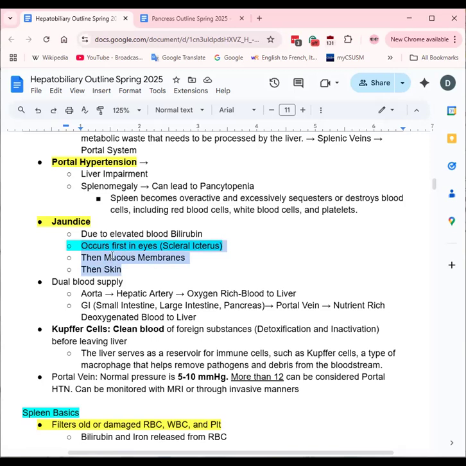You can assess not just the skin, but assess the sclera of the eyes, so the white part of the eyes, and the inside of their mouth, mucous membranes and stuff like that, to see if they are jaundiced. And then you might be able to see progression there.